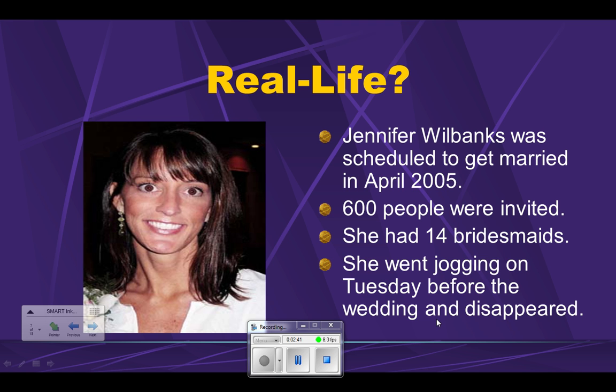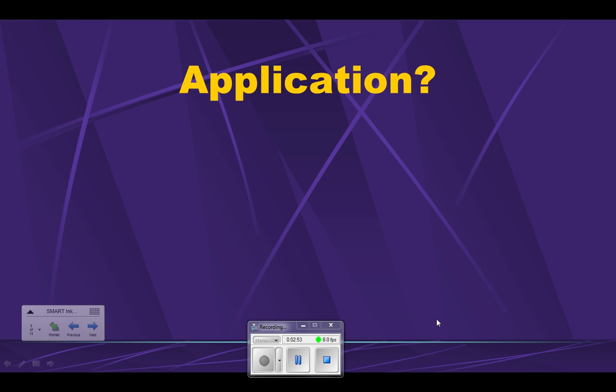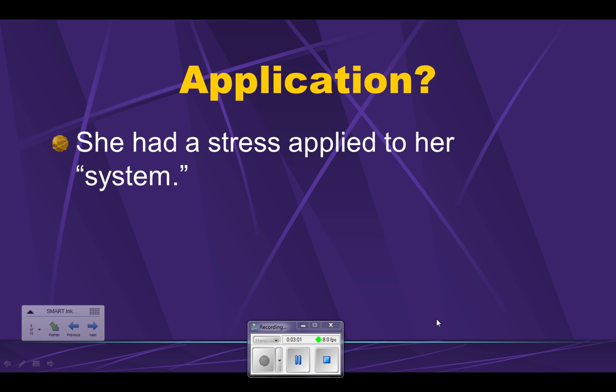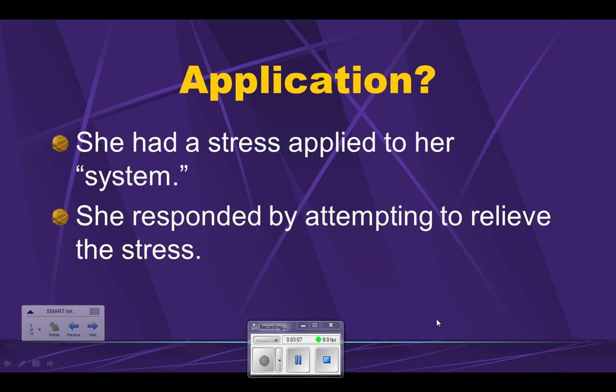And a few days later, she called from, this was in either Georgia or Florida, and a few days later she called from Arizona with a wild story about having been kidnapped and taken to Arizona, and eventually they figured out because of some inconsistencies in her story that she had not in fact been kidnapped, that she had just run away. Right, so basically she had a huge stress applied to her system, to her life, this wedding coming up, this huge wedding coming up, and she chose to relieve the stress by running away.